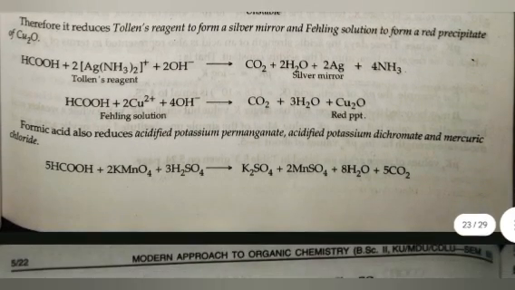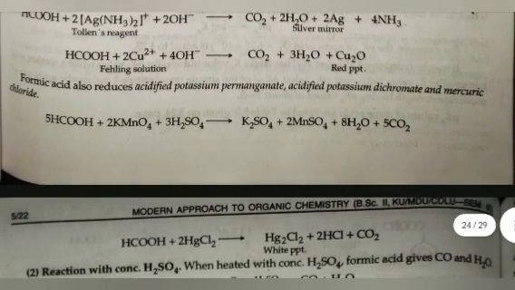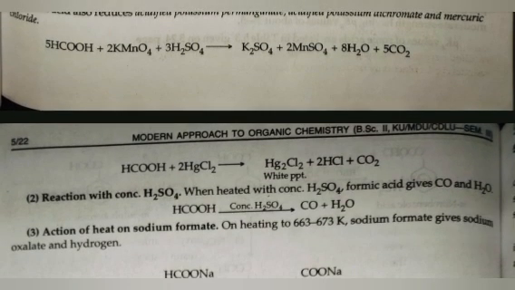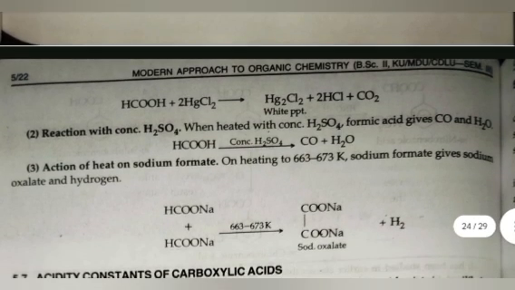Formic acid also reduces acidified potassium permanganate, acidified potassium dichromate, and mercuric chloride. For example, 5 moles of formic acid plus 2 moles of potassium permanganate plus 3 moles of H2SO4 give K2SO4 plus 2 MnSO4 plus 8 H2O plus 5 CO2. And formic acid plus 2 moles of HgCl2 give a white precipitate of Hg2Cl2 plus 2 HCl plus CO2.